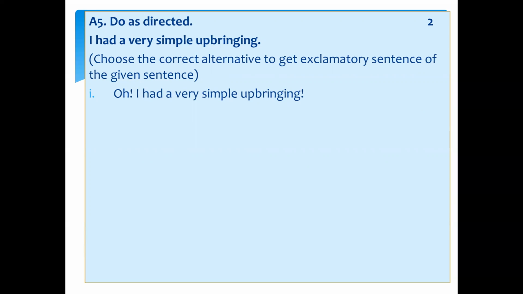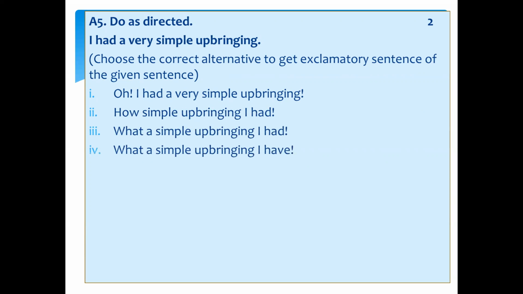First, oh, I had a very simple upbringing. Second, how simple upbringing I had. Third, what a simple upbringing I had. Fourth, what a simple upbringing I have. The correct alternative is: what a simple upbringing I had.